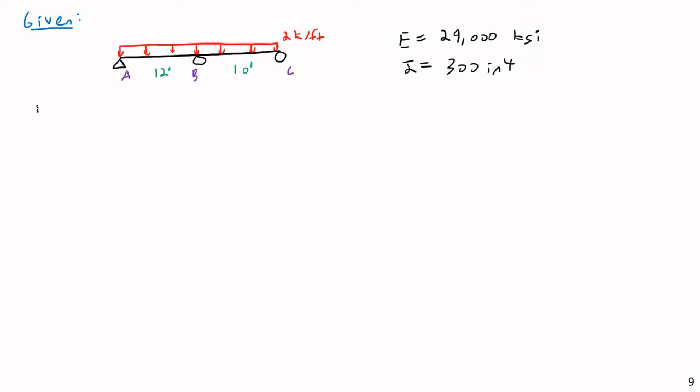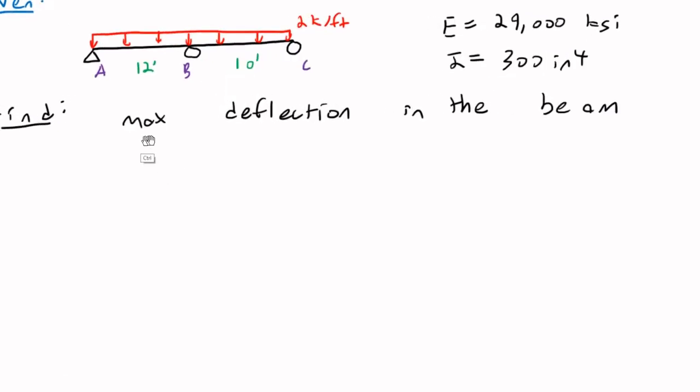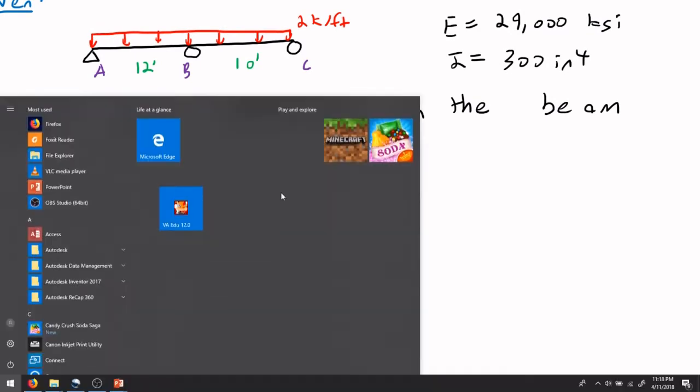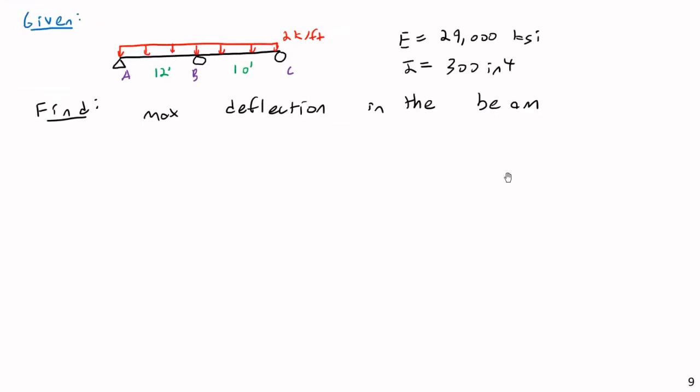So all this is given, and we want to find the max deflection in the beam. The problem with this, looking at it, is that this is definitely going to be indeterminate. Because of the pin and the 2 rollers, we have 4 unknown forces, but we only have 3 equations of equilibrium. So we cannot solve this using statics alone.